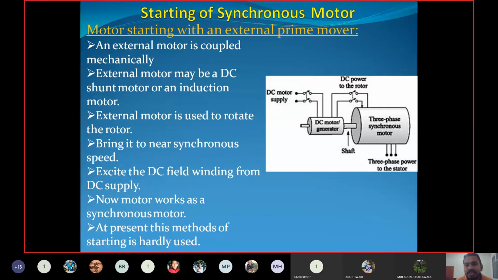So in place of this DC motor, we have to use, please mute the mic.